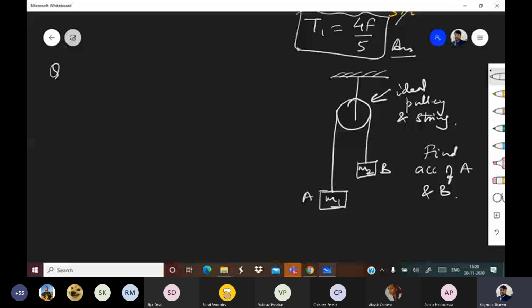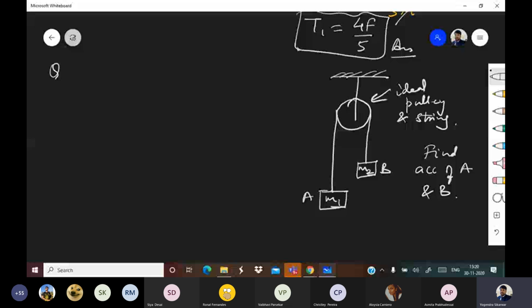So M1G will be acting downward. Tension, let us call it T, is acting upward. For M2, M2G will be acting downward and tension T will be acting upward. Now we are assuming that M1 is heavier. So M1 will go down with some acceleration A, and by the same acceleration M2 will go up.